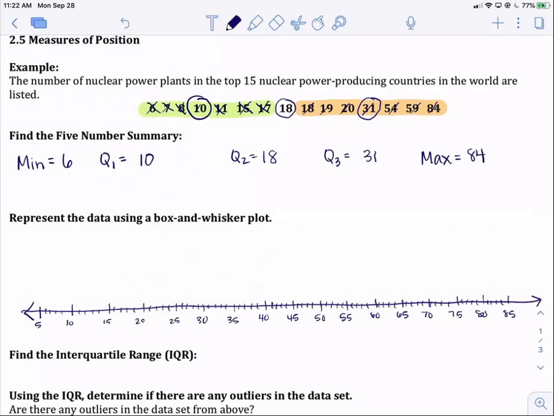Okay, then you're going to plot those 5 points above it. In the video you watched, it used kind of like tally lines, like bars. On your homework, you're going to see it as dots. I don't care how you draw it. Okay, so our minimum is at 6. Q1 is at 10. Q2 is at 18. Q3, 31. And our max is over here at 84.